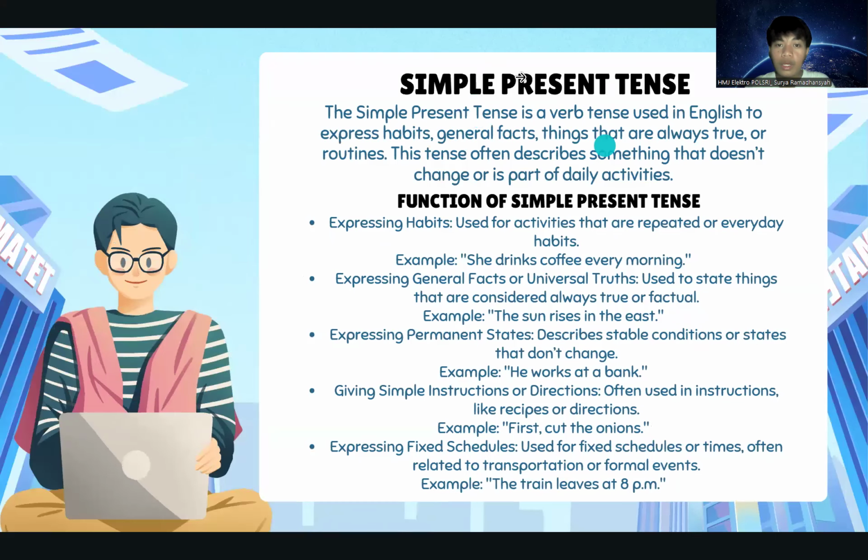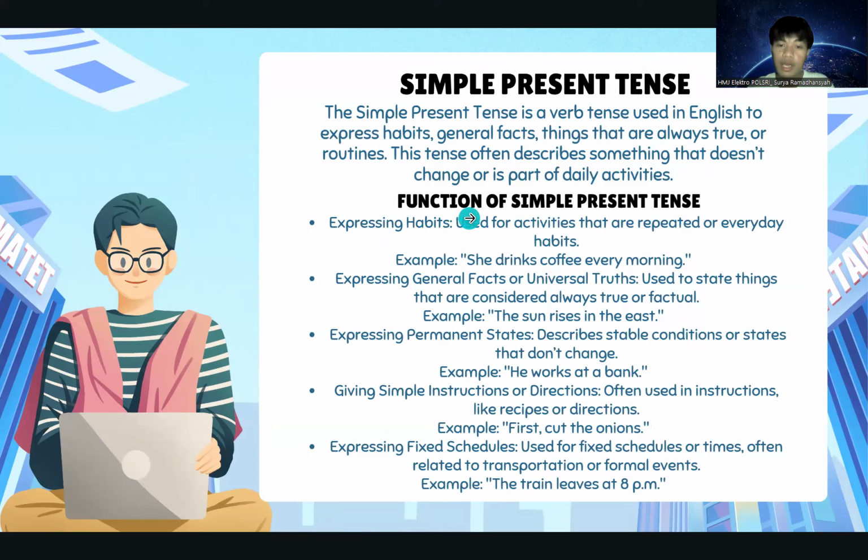Okay, we go to the first tenses. Simple present tense. So, what is the simple present tense? Okay, simple present tense is a verb tense used in English to express habits, general facts, things that are always true, or routines. This tense often describes something that doesn't change or is part of daily activities. Function of simple present tense.